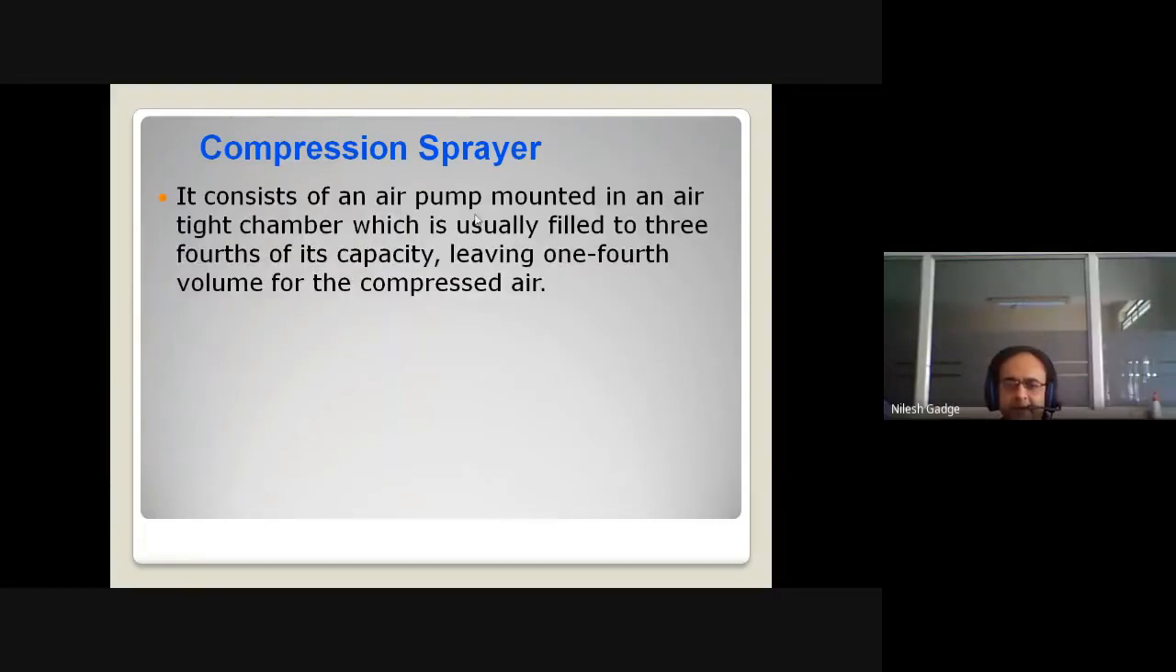Then the compression sprayer is there. It consists of an air pump mounted in an airtight chamber. In the airtight chamber, the pump is provided, which is usually filled to 3/4 of its capacity, leaving 1/4 of the volume for compressed air. So the tank is filled 3/4, and 1/4 is left for compression of the air.